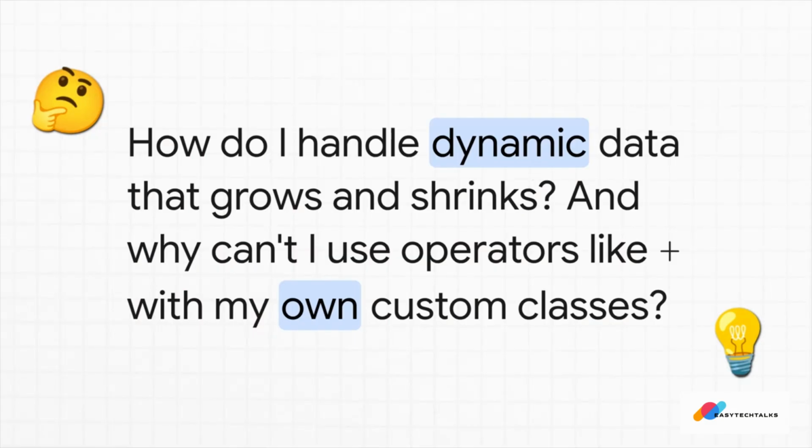So this really boils down to two huge questions that separate basic C++ from powerful, expressive C++. First, how do we handle data that's always changing size without all that manual labor? And second, how can we make our own custom types, like a point or a complex number, behave just as intuitively as a built-in type like an int? The answers, believe it or not, lie in two of C++'s most awesome features.